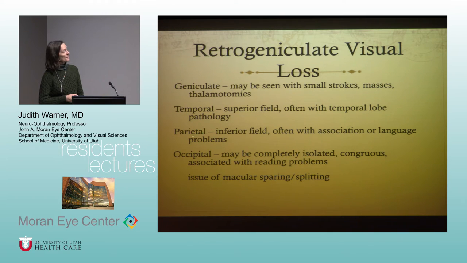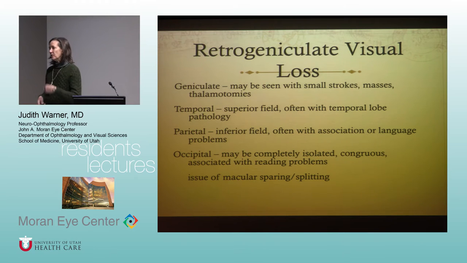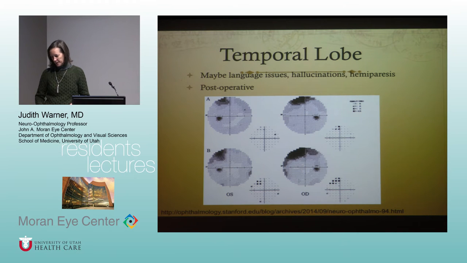The parietal are typically inferior visual fields. Temporal lobe pathology would include things like hallucinations, seizures, auras, specifically rising fear, deja vu, jamais vu, those kinds of things. Parietal are often associated with language or association problems. We'll talk a little bit more about that. Occipital lesions are often associated with reading problems, but can be almost asymptomatic as well. I don't think I'm going to have time to talk about the macular splitting and sparing. Temporal lobe lesions, as I said, can be associated with these hemiparetic hallucinations, language problems as well.